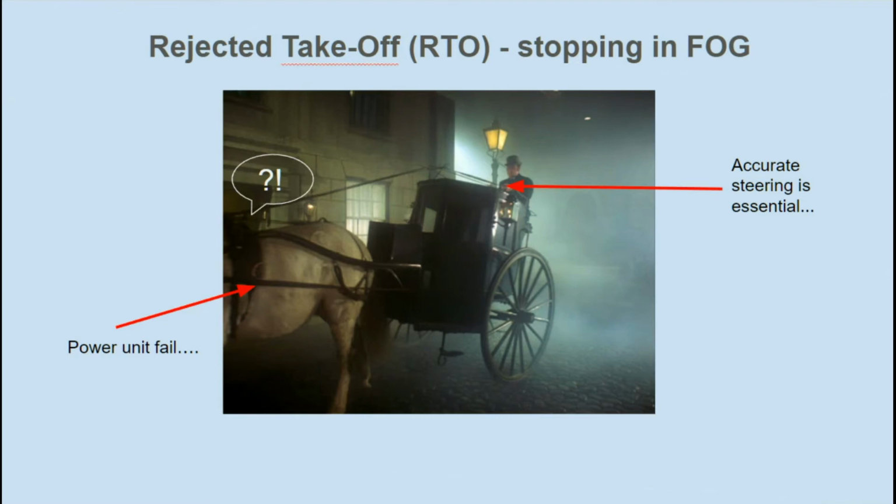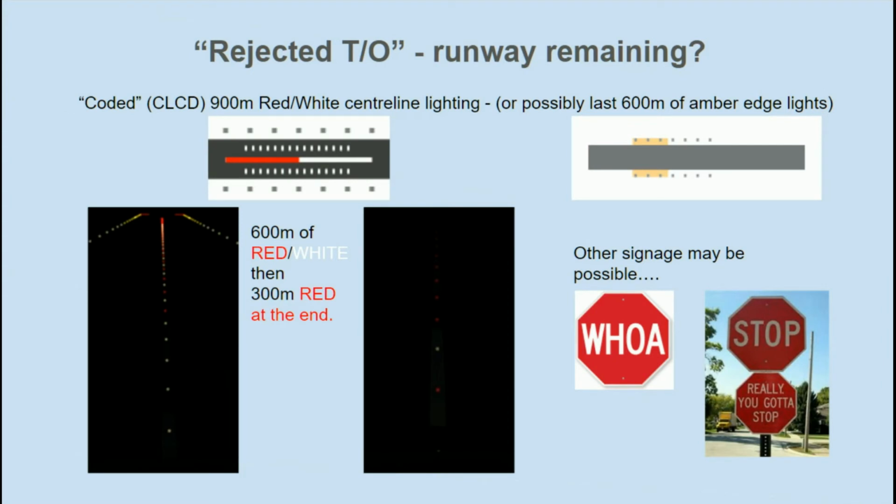So takeoff in fog has to be thought about anyway, but an RTO even more so. The main thing, of course, is that accurate steering is essential. You'll be stopping for the same sort of things. There's no need to prioritize other items.